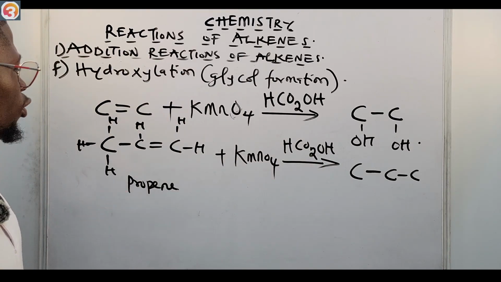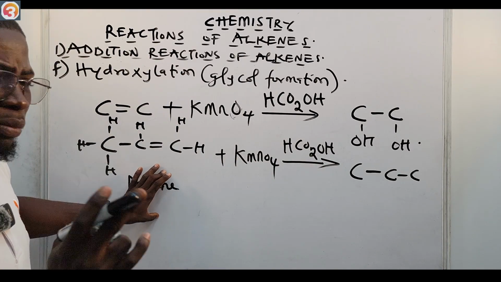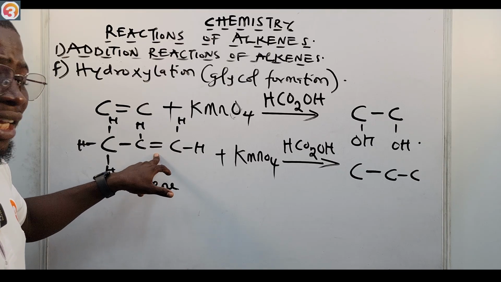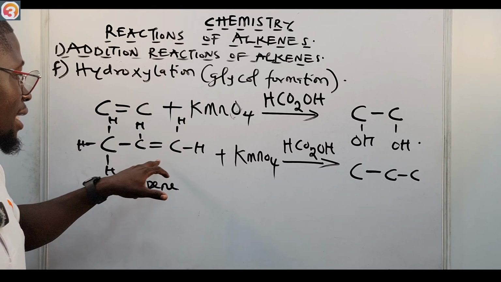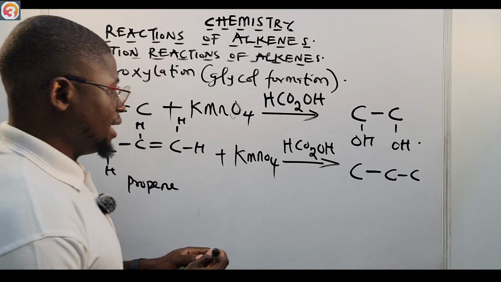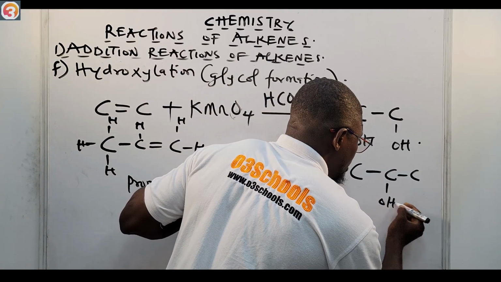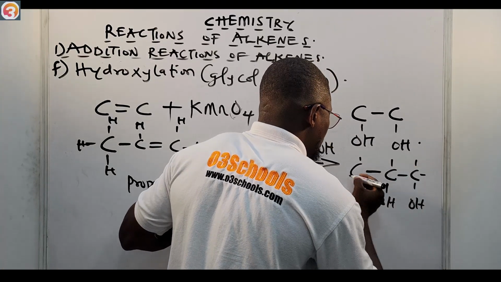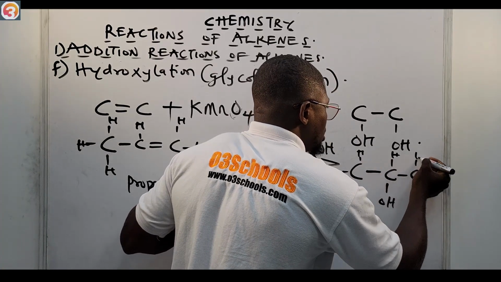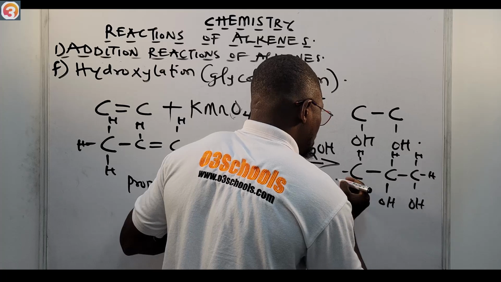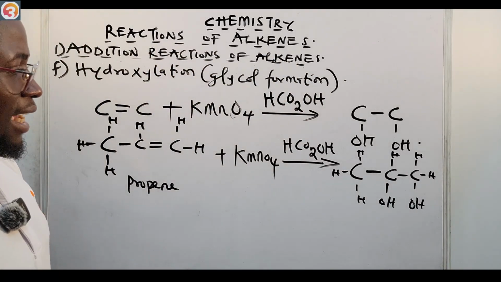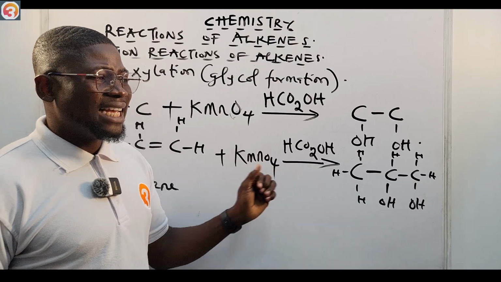Now the position of the OH groups will come into play. Where are we going to put our OH groups? The OH groups will fall where the double bond is. That means here and here. So now I'm going to have OH here and OH here. So we can complete our structure. Of course, you can name that compound. That is a diol.